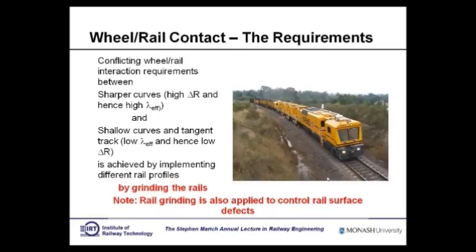So you grind the rails with different profiles, but you also use grinding, of course, to remove defects, if you've got surface defects and so on. So grinding serves two major purposes. It controls and cleans up the rail surface, and it also puts in the rail profiles that you'd like to match with all the wheel profiles that are running around the system.